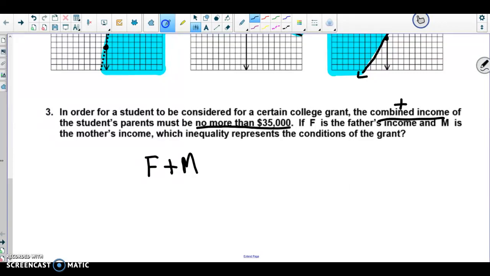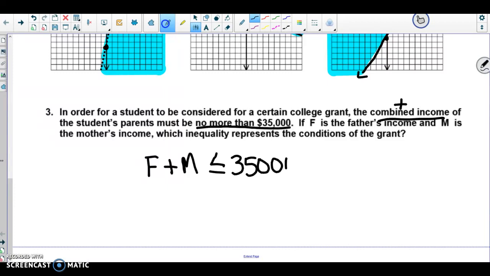It has to be no more than $35,000. That means it can be $30,000, but it can't be $40,000. So that means this value has to be less than or equal to, because it can equal $35,000, but that would be the maximum value that it could be. So our inequality would look like that.